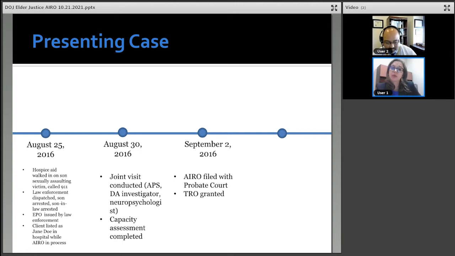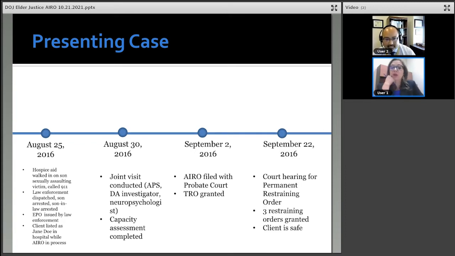We filed the AIRO with the court, and you can see this is just a matter of days. This all came in on August 25th, and by September 2nd the AIRO was filed. I should say that law enforcement issued an EPO on the first day, which allowed us a few more days to complete the AIRO paperwork. That day it was received by the court, and the TRO was granted.